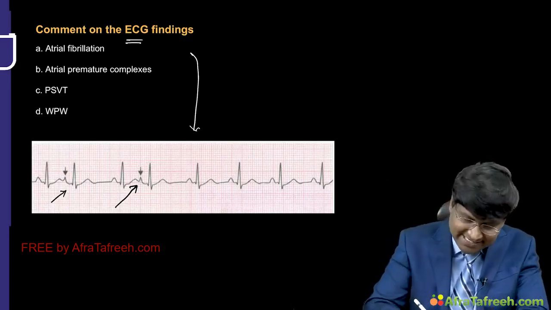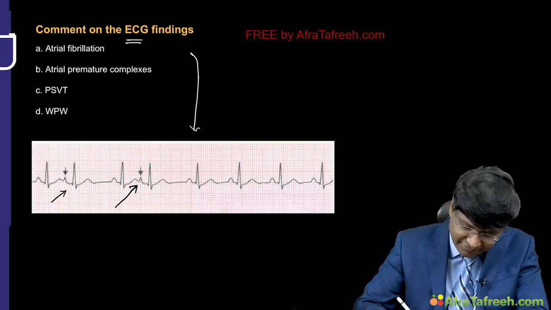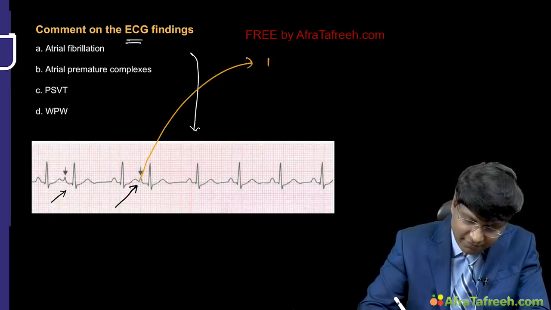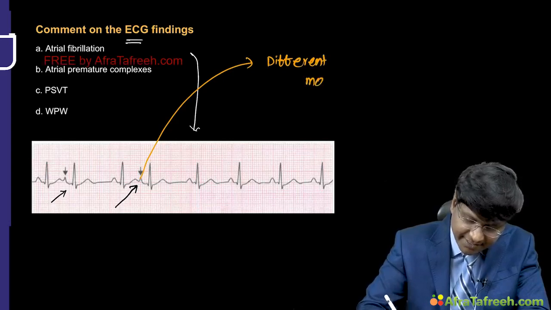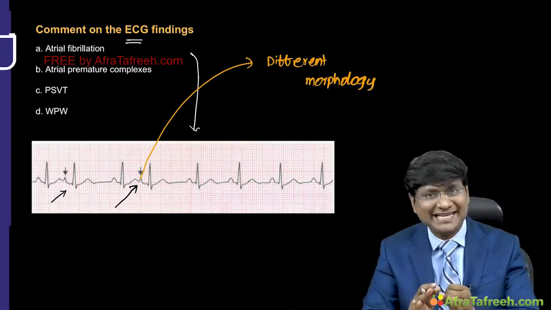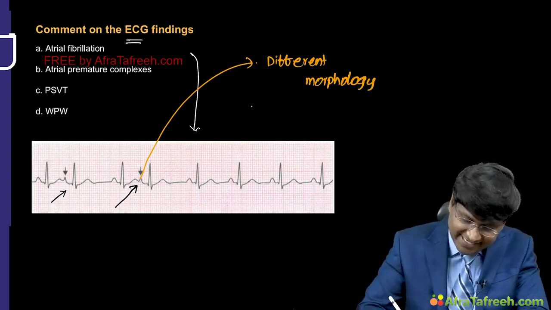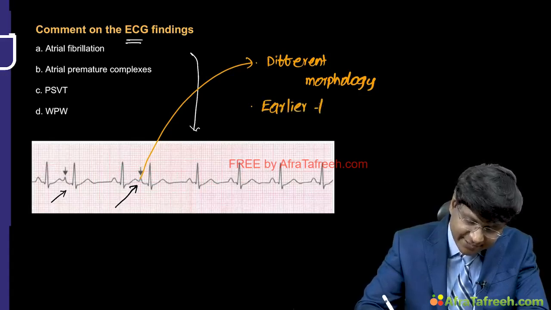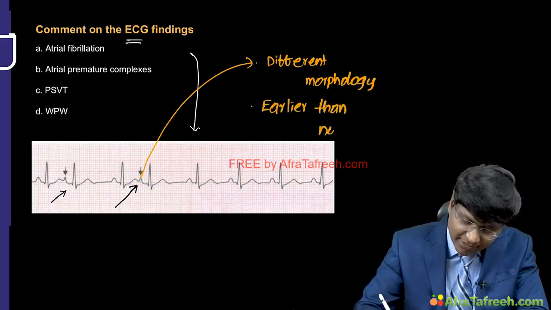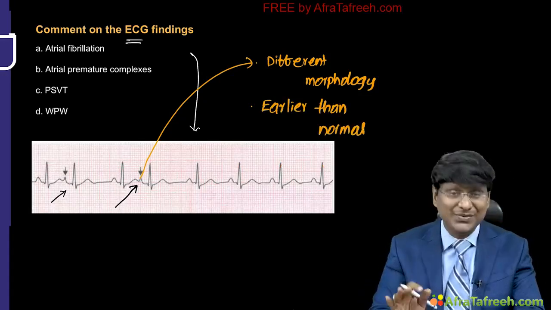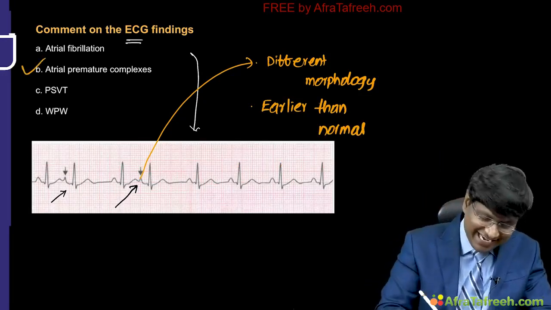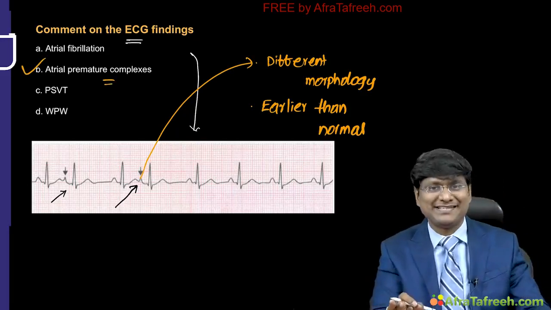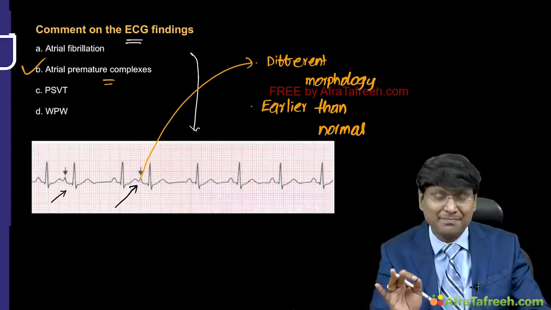You see, these abnormal P waves, first point, are of different morphology. And the second important point is that the entire complex is appearing earlier than normal. So this we call atrial premature complexes.